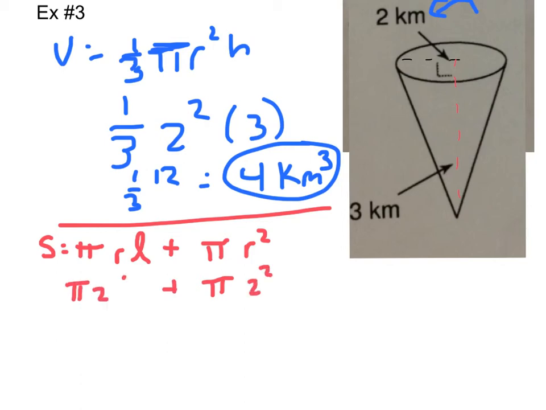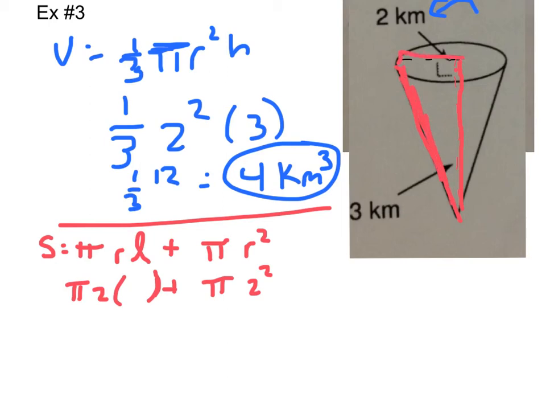R is 2. Here's the tricky part, slant height. Slant height is this height right there. In this problem, I don't know it. The 3 goes to this middle part here. That's the height of the cone. So I know that's a 3, but I still don't know what this side is.